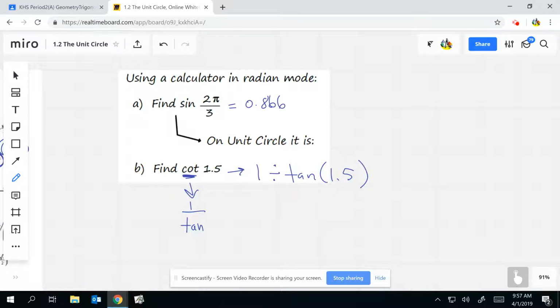If you put that in your calculator, not just tan of 1.5, you actually have to hit 1 and divide it by first. 1 divided by and then hit tan of 1.5. That'll give you a cotan. 1 divided by tangent is the same as cotangent in the calculator. So when you hit equals, you should test that. It's going to be 0.0709.